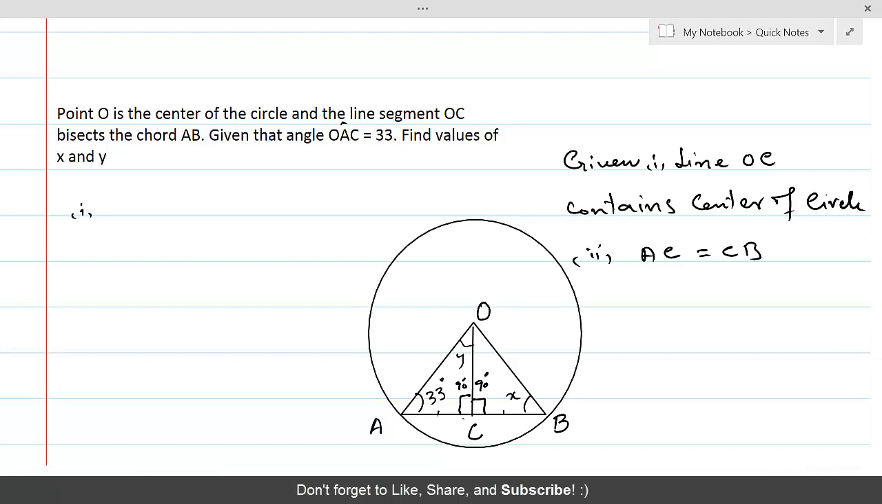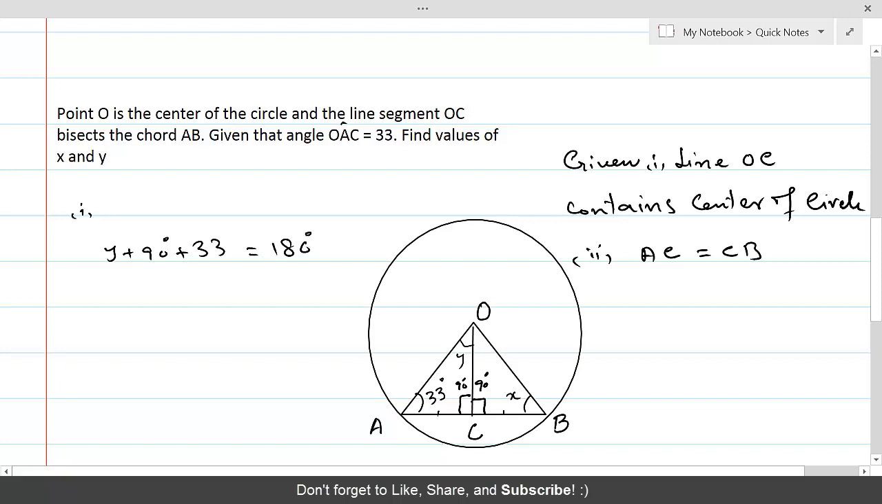That's for sure. We know that. This is a fact: the sum of all the angles inside a triangle is 180 degrees. Therefore, Y plus 90 plus 33 is equal to 180 degrees. Or, in other words, if you make use of complementary angles, if one angle is 90 degrees, then the sum of the other two angles must be 90 degrees.